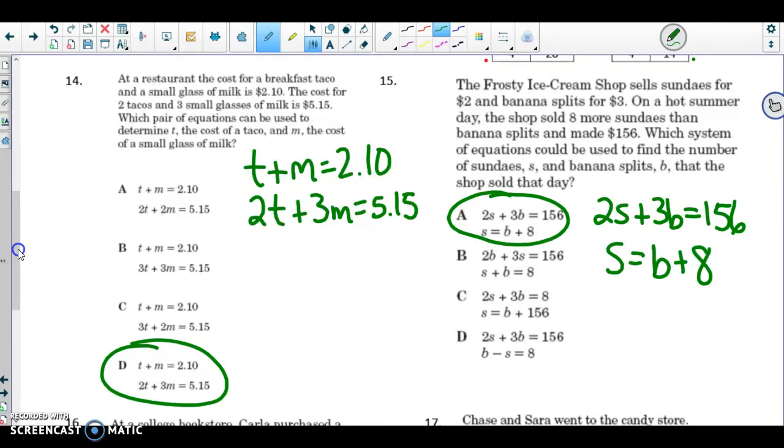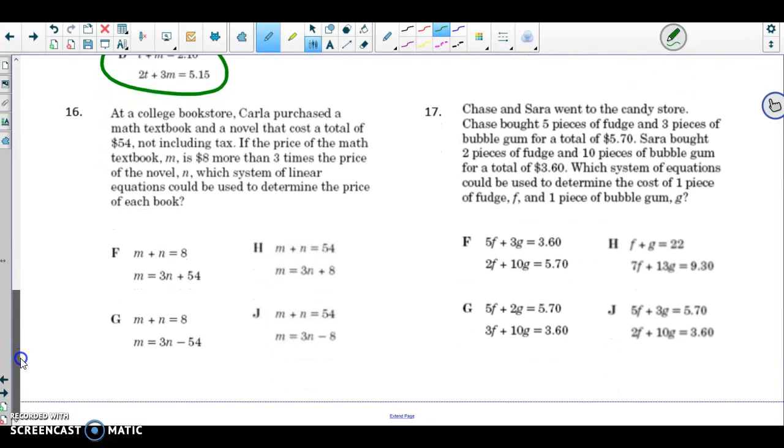Okay. And finally, the last 2 here. At a college bookstore, Carla purchased a math textbook and a novel that cost a total of $54, not including tax. If the price of the textbook M is $8 more than 3 times the price of the novel, which system of linear equations could be used to determine the cost of each book? Well, we know the math book plus the novel has to equal 54. Okay, so we know this has to be a part of it. Okay, that means that we can rule out these 2 right here.